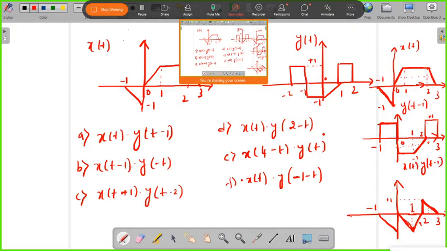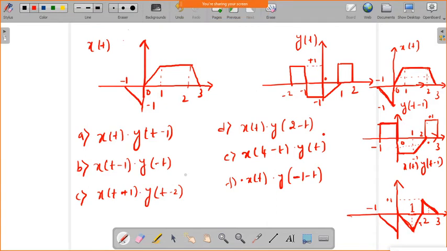Yeah, second one, you do x of t minus 1 into y of minus t. You have written the problem, right? So do the second one, B. X of t minus 1 means this is shifted by 1 unit to the right side, okay, and y of minus t means this will be reflected. So you have to multiply the corresponding values and see how the result will come.